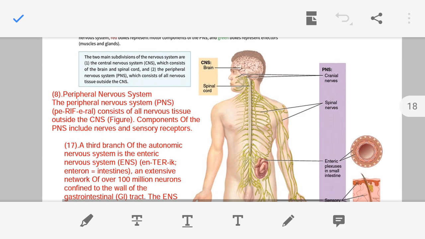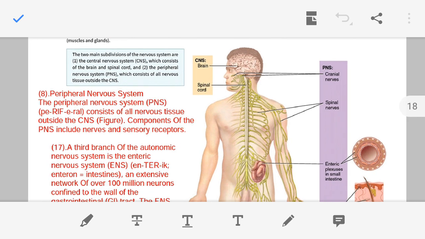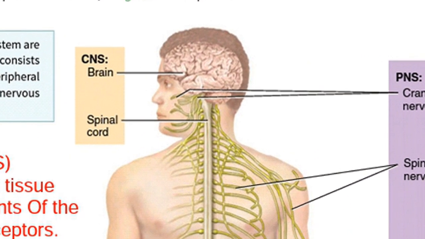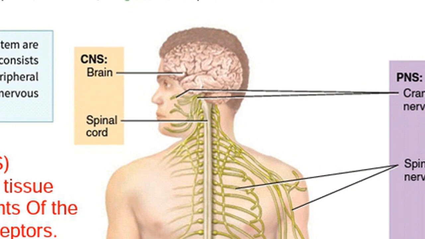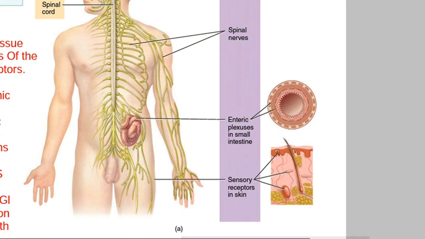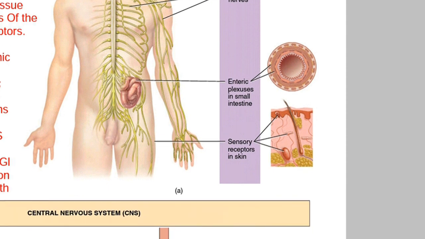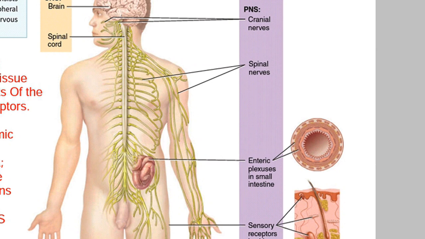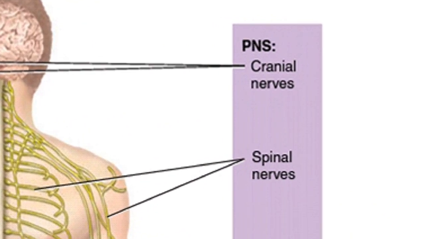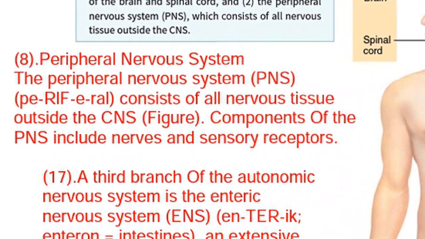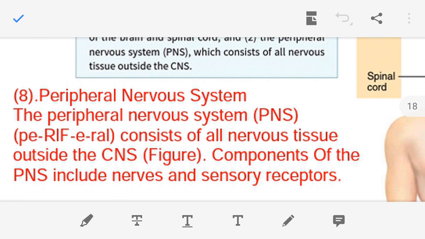Now moving on to the eighth point. With this we have completed the discussion regarding the CNS. Here in this figure, first you observe this figure. Brain and spinal cord are included in the CNS, and in the purple color the PNS is shown. Cranial nerves, spinal nerves, the enteric plexus in the small intestine, sensory receptors in the skin and other parts of the body. So all the sensory receptors, the plexuses, spinal nerves, cranial nerves, all these are included under the peripheral nervous system.